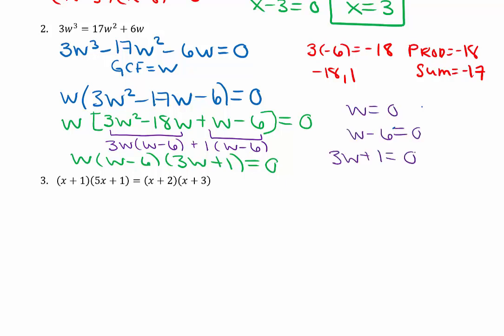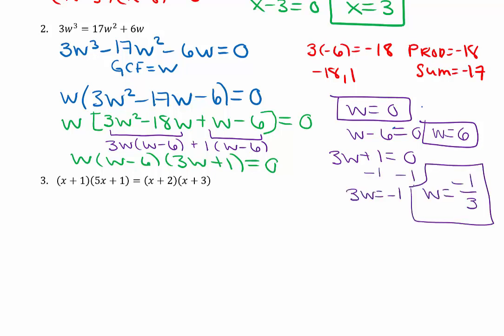To finish, I set each of those three factors equal to 0. There will be three solutions here. The first solution is w equals 0. If w minus 6 equals 0, add the 6, w is 6. And for the third solution, if 3w plus 1 equals 0, we can subtract the 1 and then divide by 3, so w is negative 1/3. So this time I had a third degree equation, an equation with an exponent of 3, and I have three solutions.